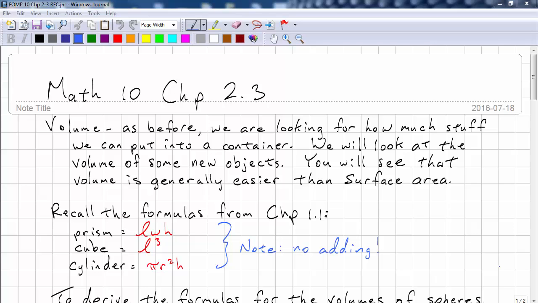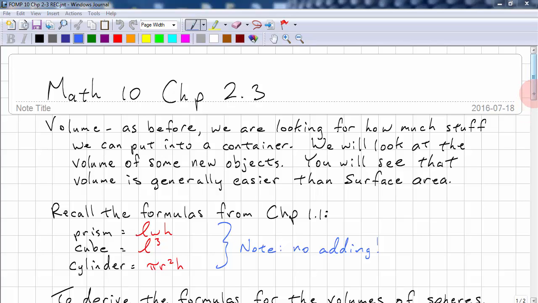This is Foundations of Math and Pre-Calculus 10, Chapter 2.3, and we're going to be calculating volume. As before, we're looking for how much stuff we can put into a container. We're going to look at the volume of some new objects, and we're going to see that volume is easier to calculate than surface area.